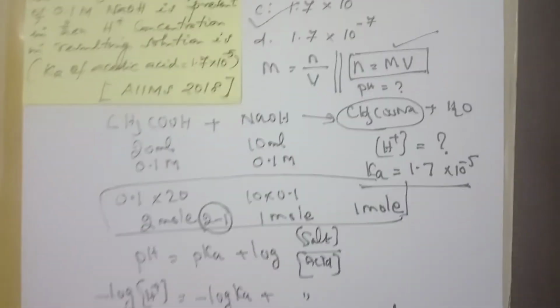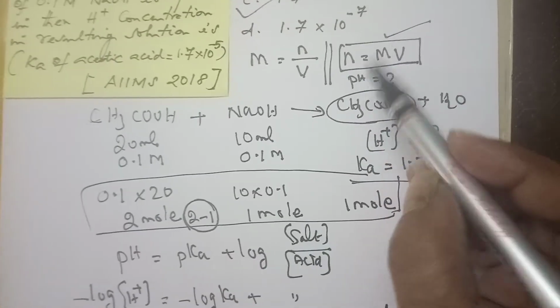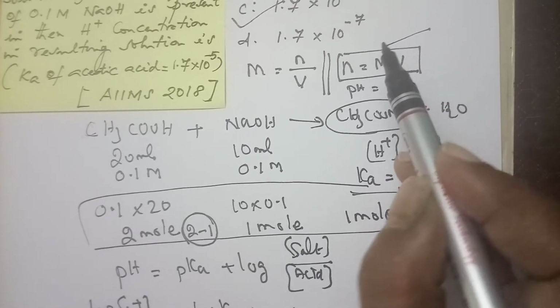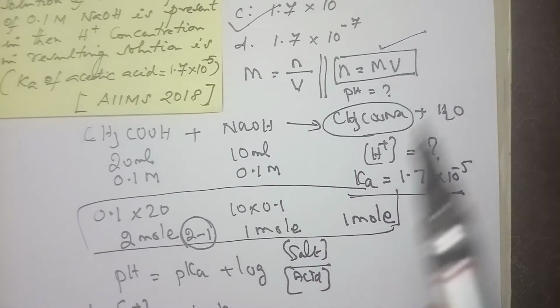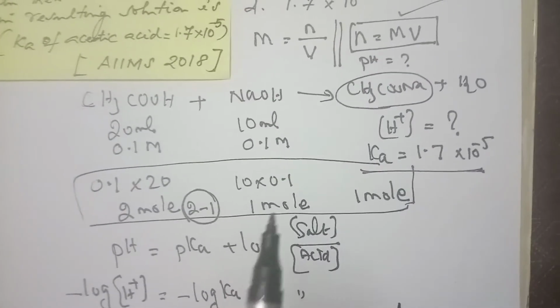Now again repeating the points. Point number 1: first convert the molarity and volume in terms of moles. Number 2: substitute in the stoichiometric calculation.